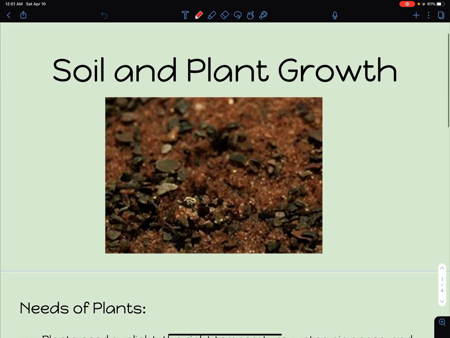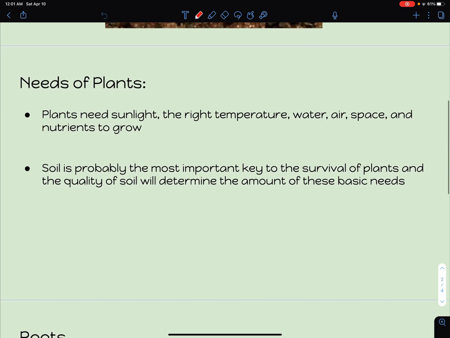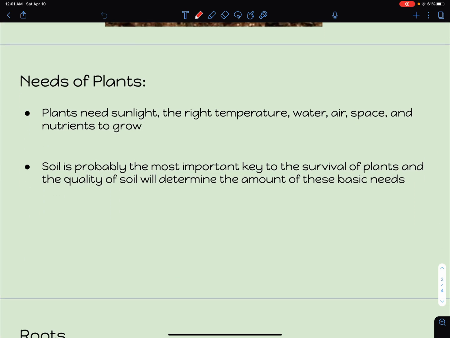So let's get started. We know the needs of plants, and we know that plants need sunlight, the right temperature, water, air, space, and nutrients to grow. And we also know that soil is probably the most important key to survival of plants, and the quality of soil will determine the amount of these basic needs. Meaning, however good your soil is, that's going to help determine what else your plants are going to need from these basic needs up here.